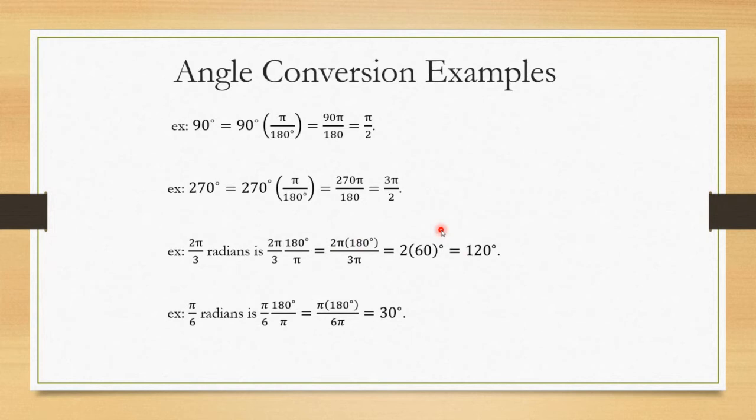Good. All right. And then pi over 6 radians on the last one. Here, you're going to multiply by this, 180 degrees over pi. And just like before, the pi's cancel, you get 30 degrees. So really, the conversion is what we care about in this class. Good. All right. Are there any questions about this?